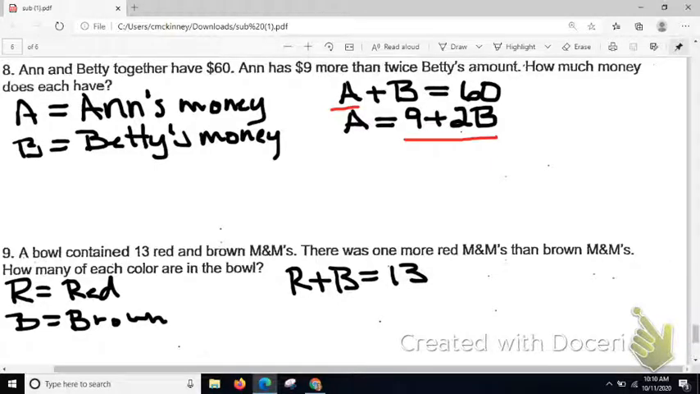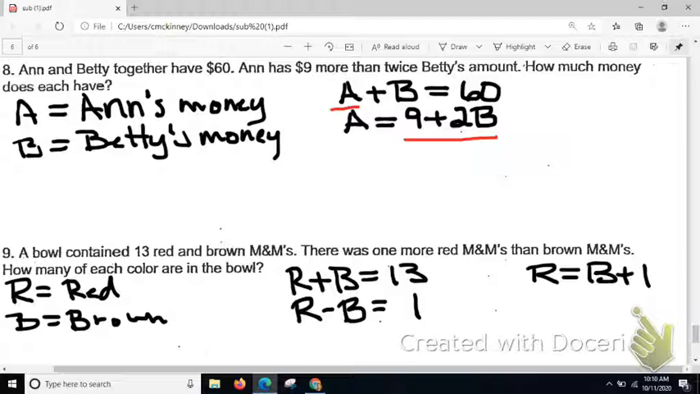And then it says there's one more red than brown. Now, there's more than one way that you could set this up. You could say R equals B plus 1. But also, if there's one more red than brown, that would mean that if we take the reds, take away the browns, the reds have more, reds take away browns would equal 1. And then you could use elimination. Instead, you could say R equals B plus 1 and use substitution.